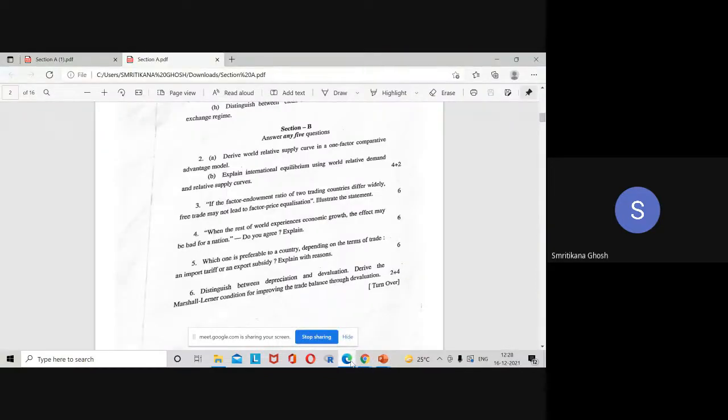Okay. Now the next one. When the rest of the world experiences economic growth, the effect may be bad for a nation. Do you agree? When the rest of the world experiences economic growth, the effect may be bad for a nation. Do you agree?